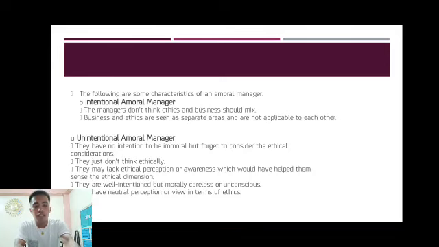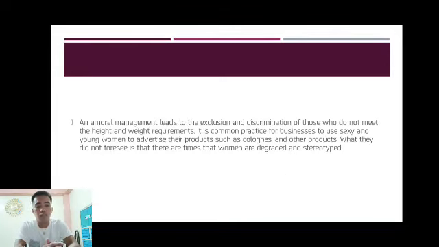Amoral management leads to the exclusion and discrimination of those who do not meet the height and weight requirements. It is common practice for businesses to use sexy and young women to advertise their products such as colognes and other products. What they did not foresee is that there are times that women are degraded and stereotyped.